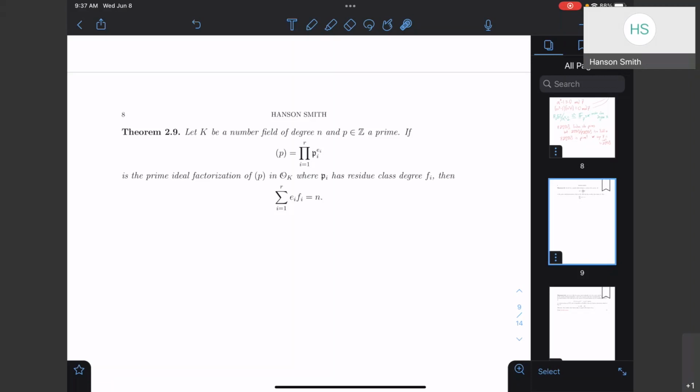What do I know about that prime ideal factorization? Well, if I take the exponent e_i on each P_i in the factorization, and I multiply that by the residue class degree, which we just defined as the degree of the extension of finite fields, and I add all those up, I get the degree of my extension. I get n.